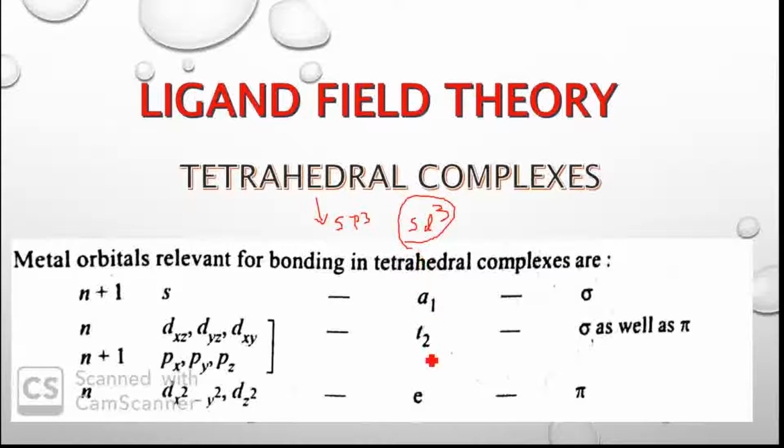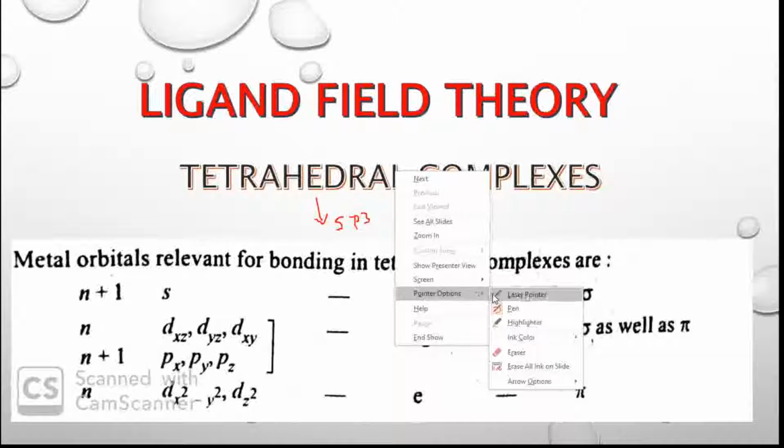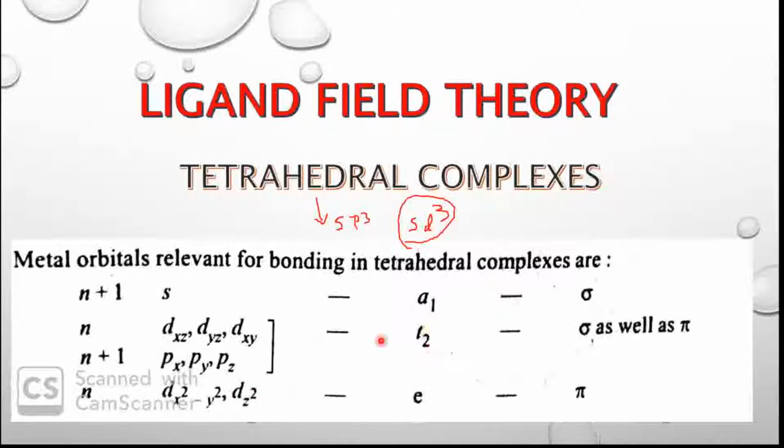That's why they have been given the same symmetry properties, right? So the T2 term we will use for this d as well as the p. And then you are left with the dx square minus y square and dz square orbitals, and their lobes are oriented along the axis, right? Since they are oriented along the axis, these two actually have the degeneracy.